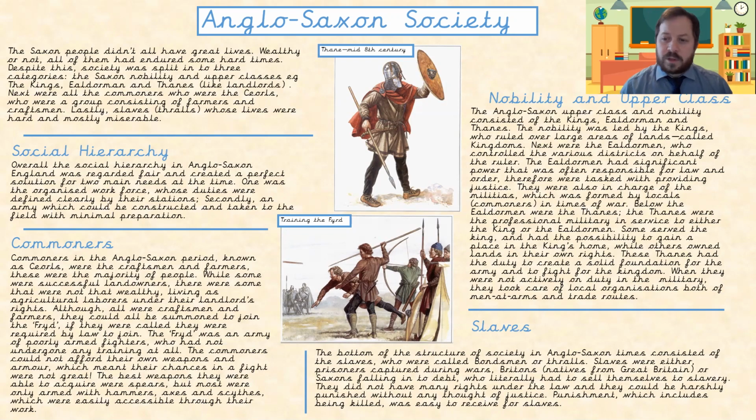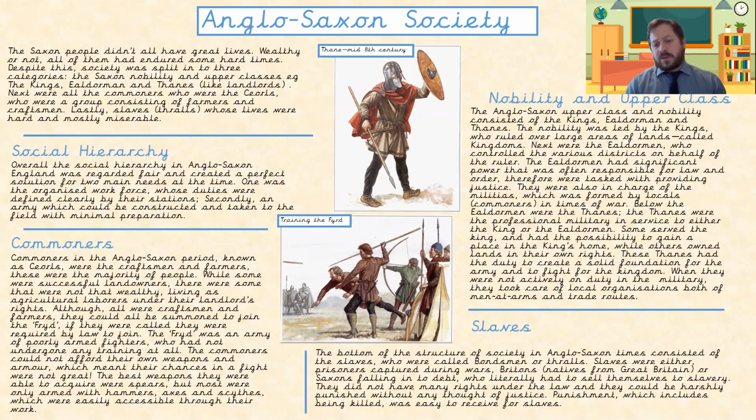Below the ealdormen were the thanes. The thanes were the professional military in service to either the king or the ealdorman. Some served the king and had the possibility to gain a place in the king's home, while others owned lands in their own rights. These thanes had the duty to create a solid foundation for the army and to fight for the kingdom. When they were not actively on duty in the military, they took care of local organisations, both of men-at-arms and trade routes.